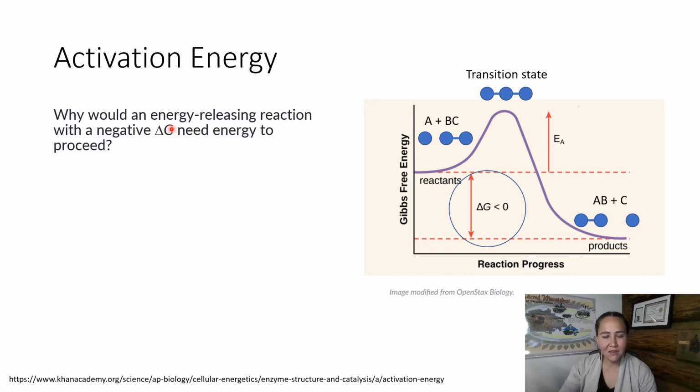Why would an energy-releasing reaction with a negative delta G need energy to proceed? Well, that is because when molecule A and molecule BC come together, they develop into what is called a transition state, which has higher free energy than when the reactants were not interacting with each other. And the higher the activation energy, the less likely the reaction will proceed to products. So you have to find something, a catalyst, that will lower this activation energy, and that's what proteins do.